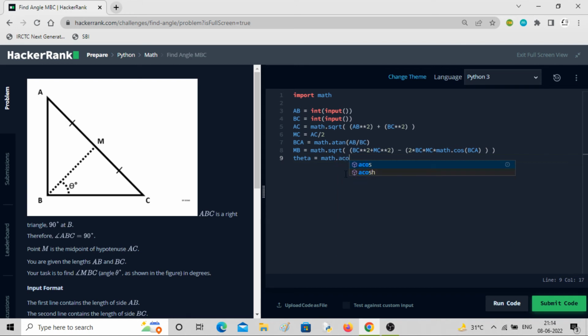dot acos, so cos inverse, and inside this we have to write the expression. So BC square plus MB square will be the same. No, MB square will be there, sorry, Control C, Control V: BC square plus MB square, right? BC square plus MB square minus MC square, not 2 MC square. Okay, so this will give you one expression, so I'll keep it in a bracket.